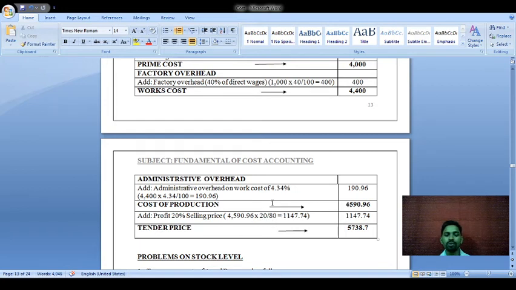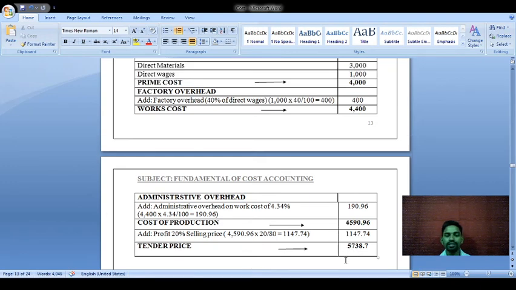You have to calculate like this because if the selling price is 100 rupees and 20% profit is added, it means 80 is the cost price. So like this, 4,590 into 20 divided by 80, the amount will be 1,147.74. You add this to the cost of production and you will get 5,738.7. So this is nothing but the tender price. Okay, so like this you have to calculate.